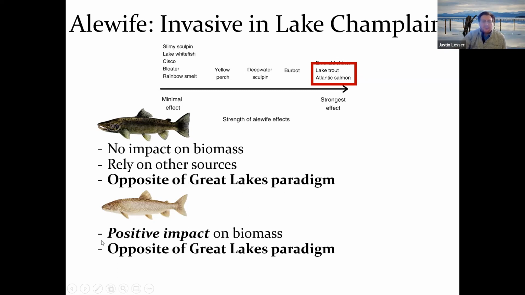And then again, with lake trout, we see a really strong positive impact where their numbers seem to increase after alewife invasion. And that truly is really opposite of their impact in the Great Lakes, where they were associated with declines and the prevention of recovery.